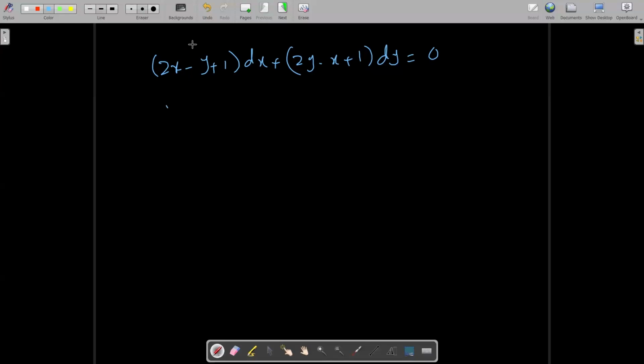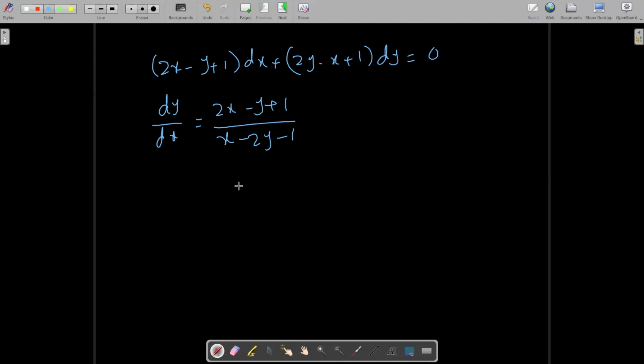If the problem is in this format, you would write it as dy by dx equals (2x − y + 1) over (x − 2y − 1) after simplifying, right? You can simplify this in this format.